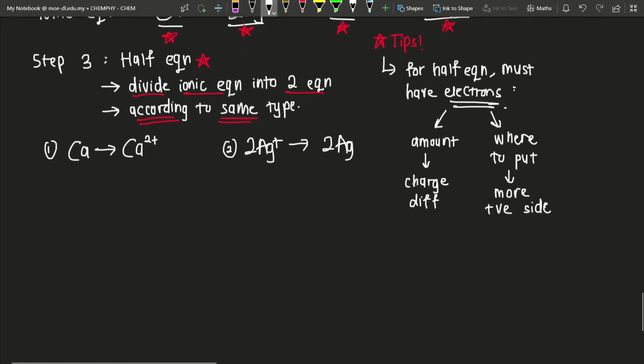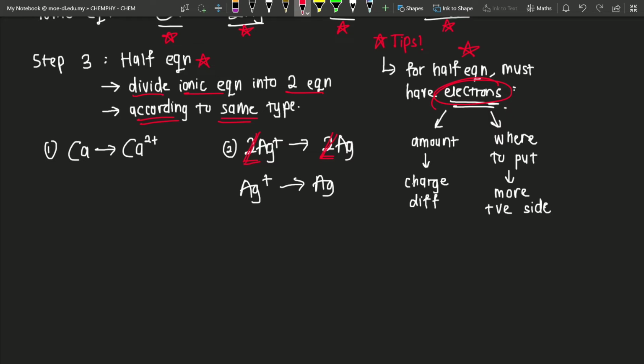So for Ag+, you guys can see we got 2 in front. Is this just a balanced ratio? So you guys will remove the 2. So actually you guys will write Ag+ → Ag. Okay, so this is our half equation, but it's not finished yet. So for the half equation here, you must have electron.